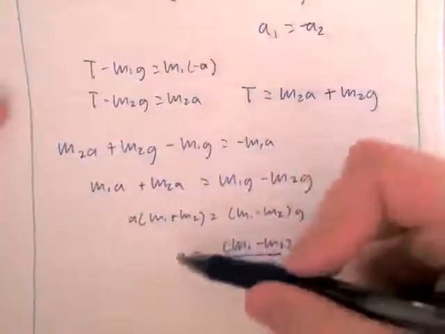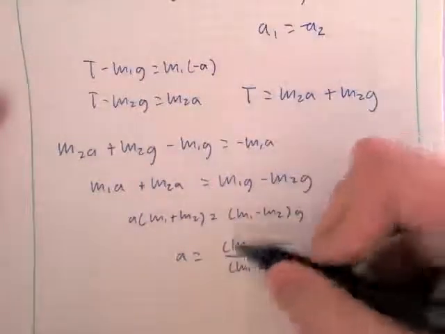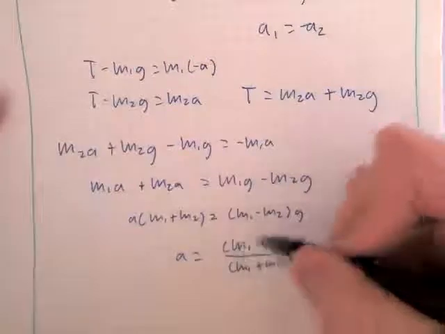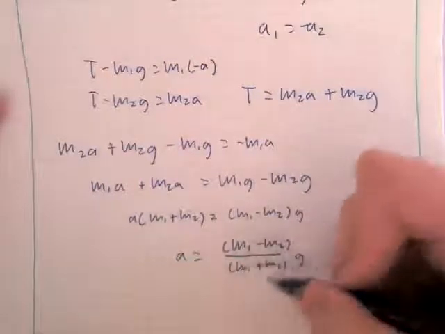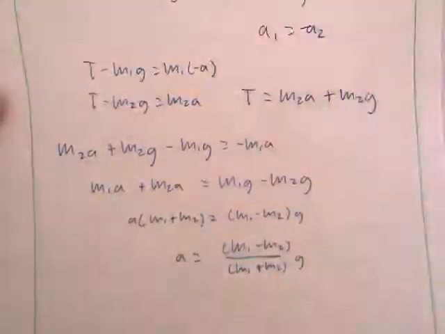We have masses on either end of this. Our acceleration is equal to the ratio of the difference in masses, m1 minus m2, divided by the total mass. So if you have more total mass, these things move slower, right? And that should make sense.